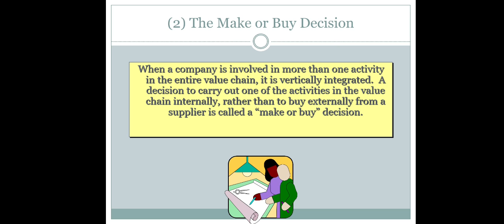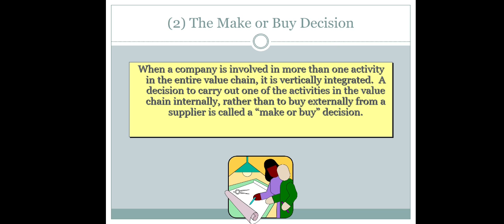In this lecture, you will learn about two more decision making processes. This is the first one: the make or buy decision. See this slide. When a company is involved in more than one activity in the entire value chain, it is vertically integrated. A decision to carry out one of the activities in the value chain internally rather than to buy externally from a supplier is called a make or buy decision.